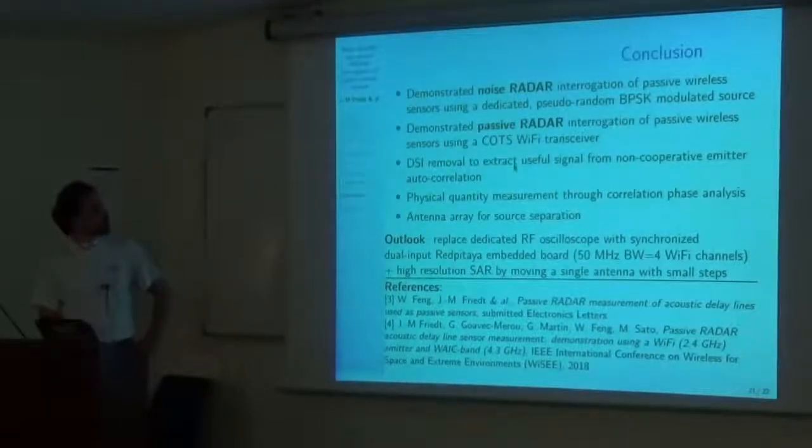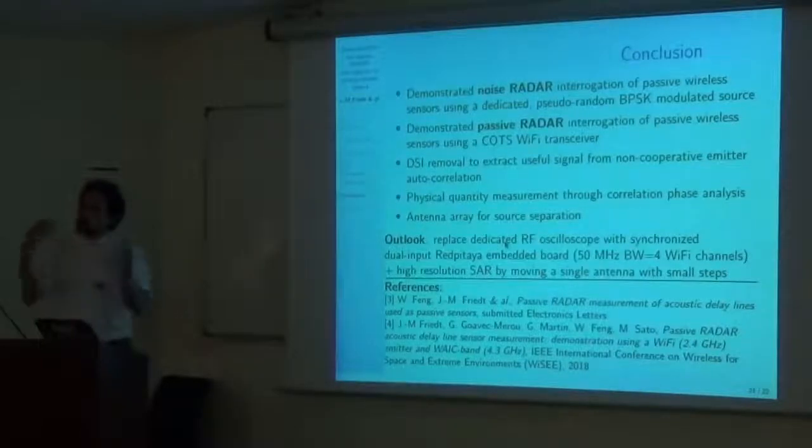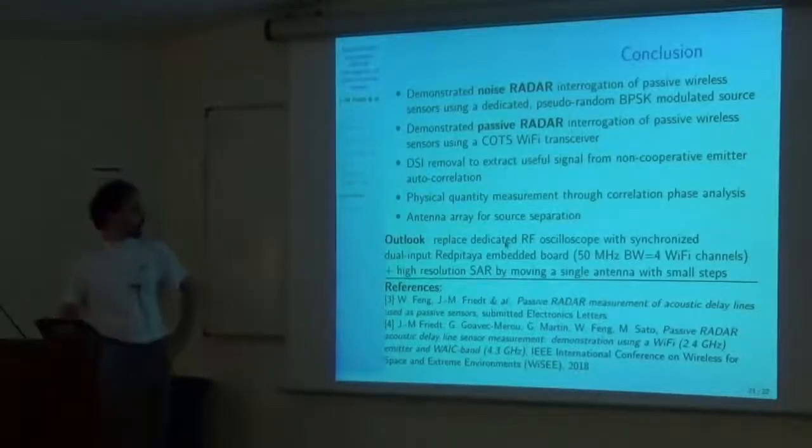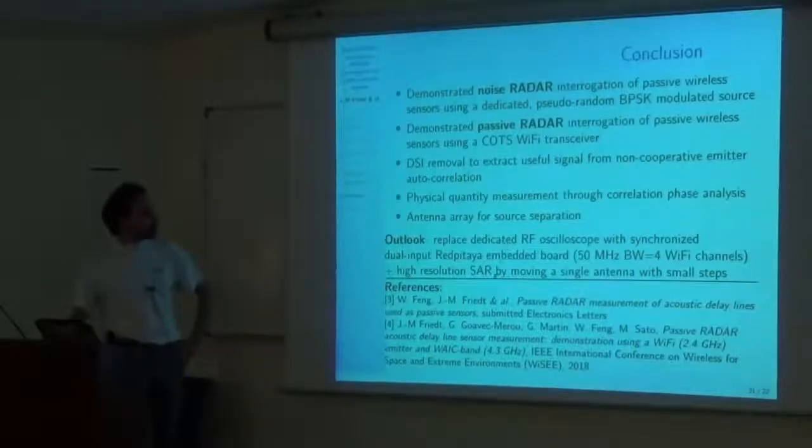I showed you the basic signal processing for direct signal interference removal. And basically, I wanted to conclude by showing that you can collect physical quantities, and you can do direction of arrival measurements. At the moment, my outlook for this work is to try to replace the radio frequency grade oscilloscope with the Red Pitaya embedded board so that I can move around. At the moment, I have this big radio frequency oscilloscope, which prevents me from moving around. I would like to be able to get close to existing Wi-Fi emitters, so getting everything embedded using the Red Pitaya board.